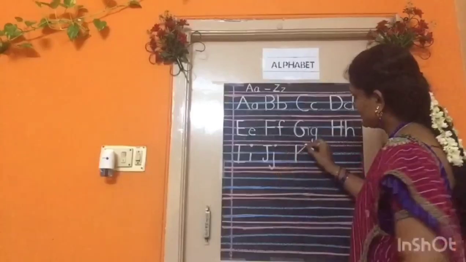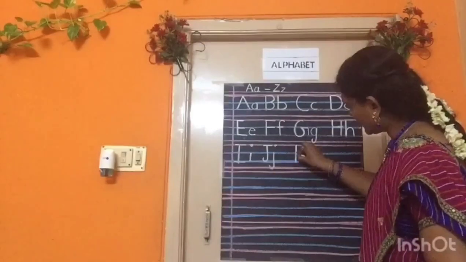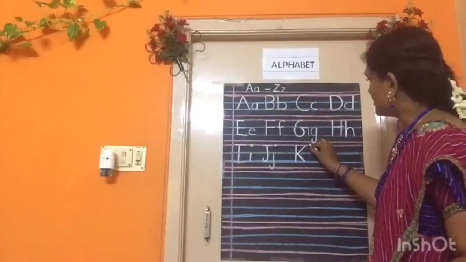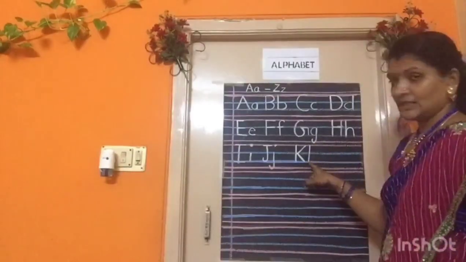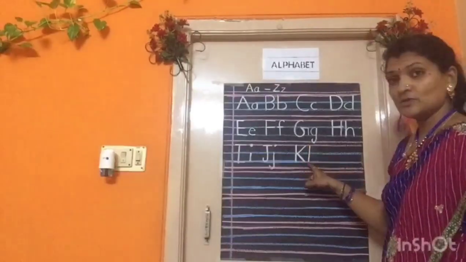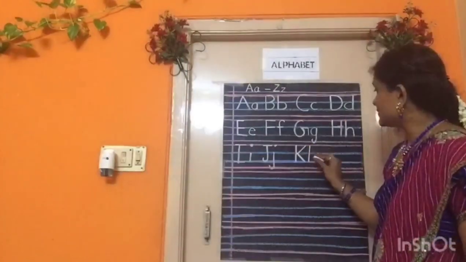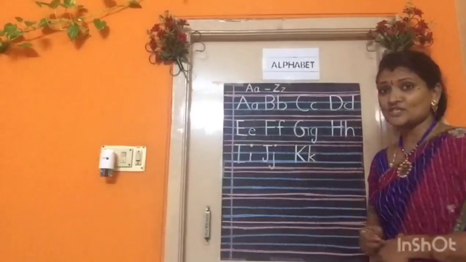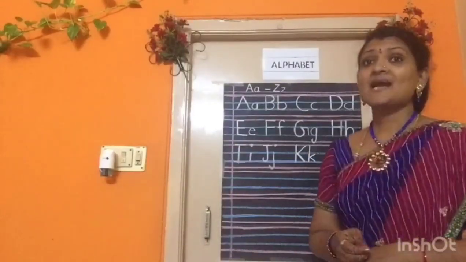Slant line, right slant down. Now again one more slant line. K. Now small k. Here again, vertical line from pink line to blue line. You need to write in between the blue lines only. Small k. K says K.